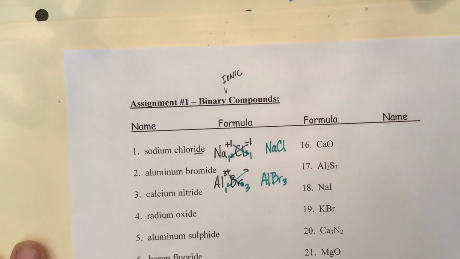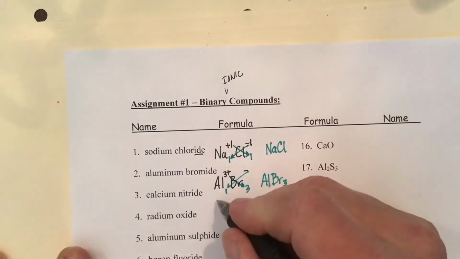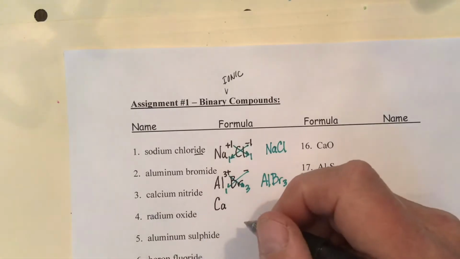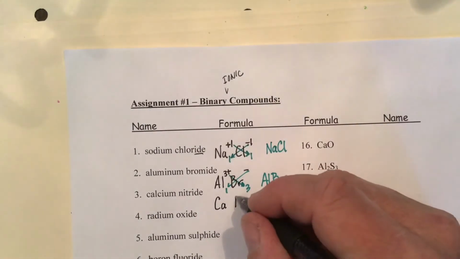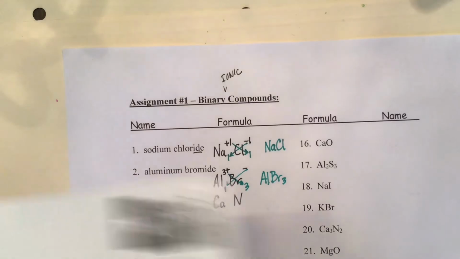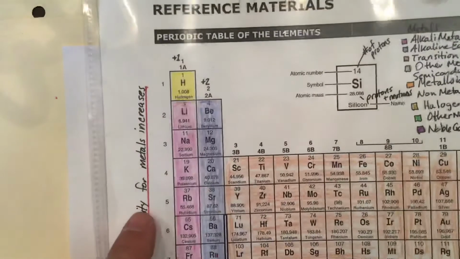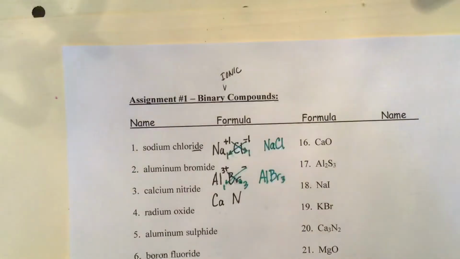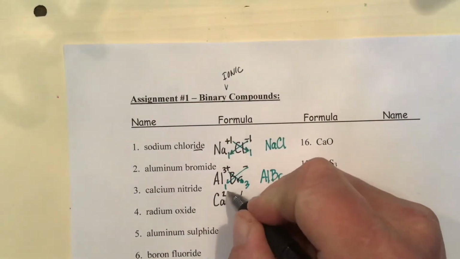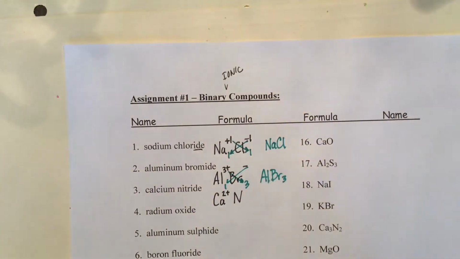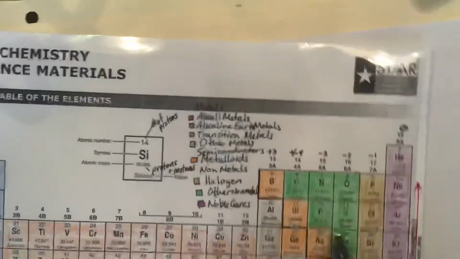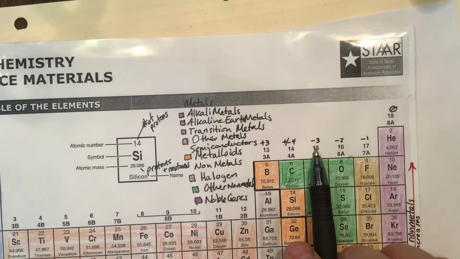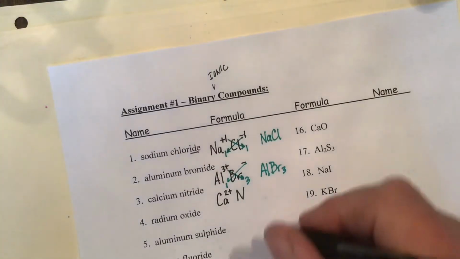Okay, calcium nitride. Calcium is Ca. Nitride means nitrogen. Let's put nitrogen there. Okay, we look and we see that calcium is in group 2. It's going to form a +2 ion. Nitrogen is in group 15 or 5A, and it's going to form a -3 ion.